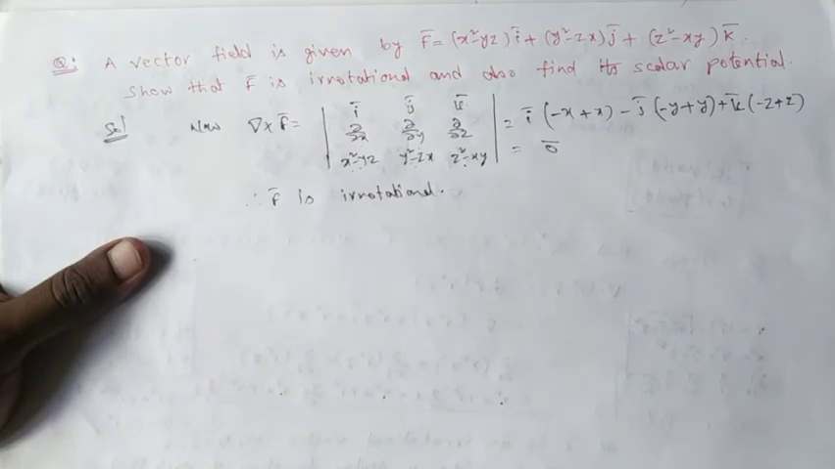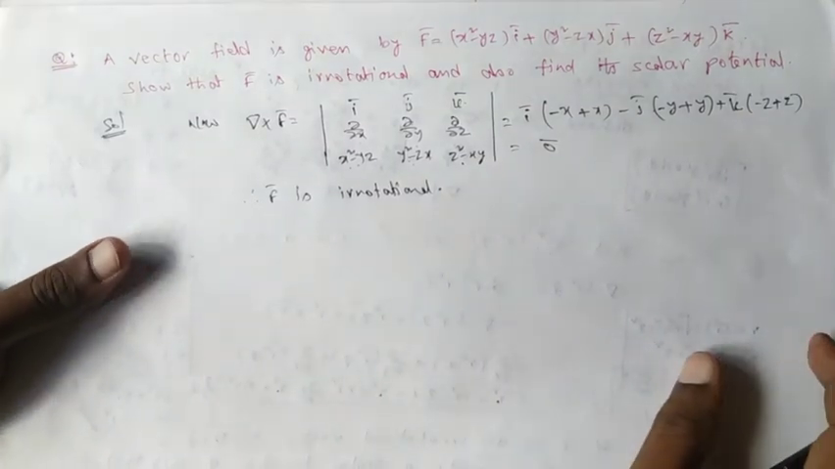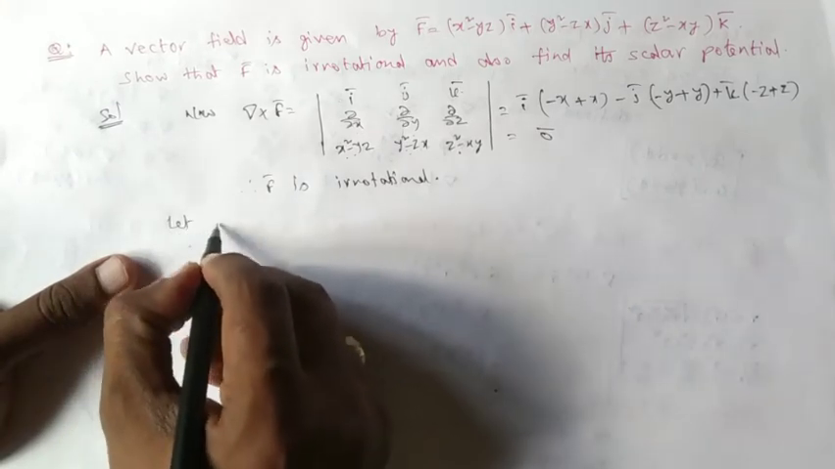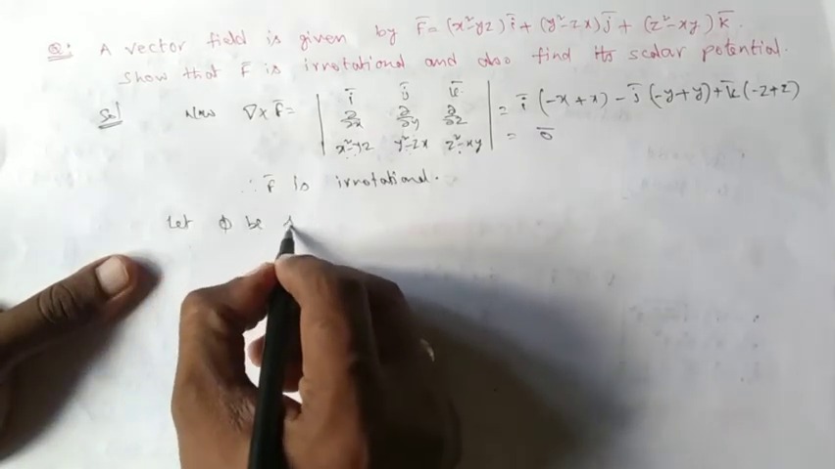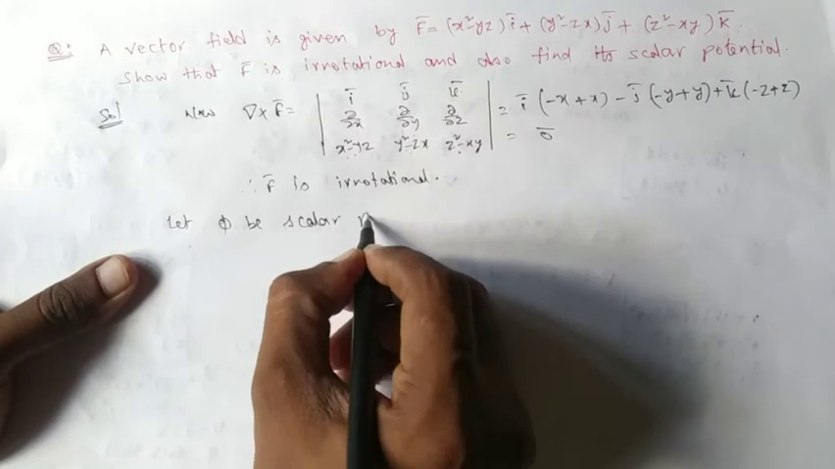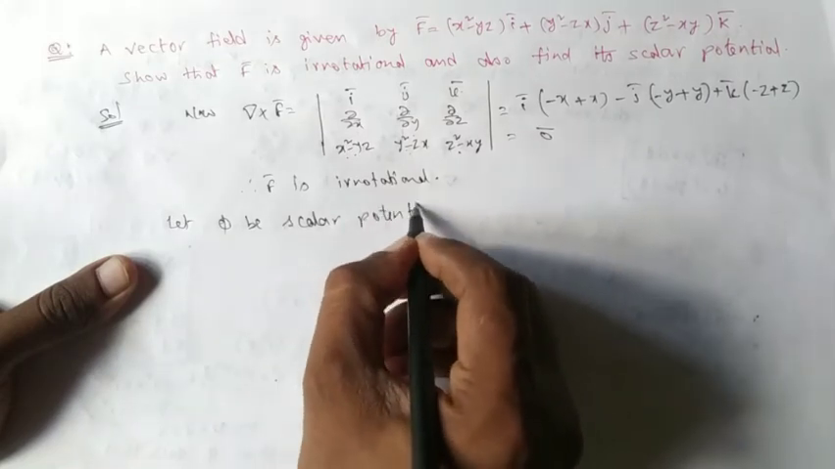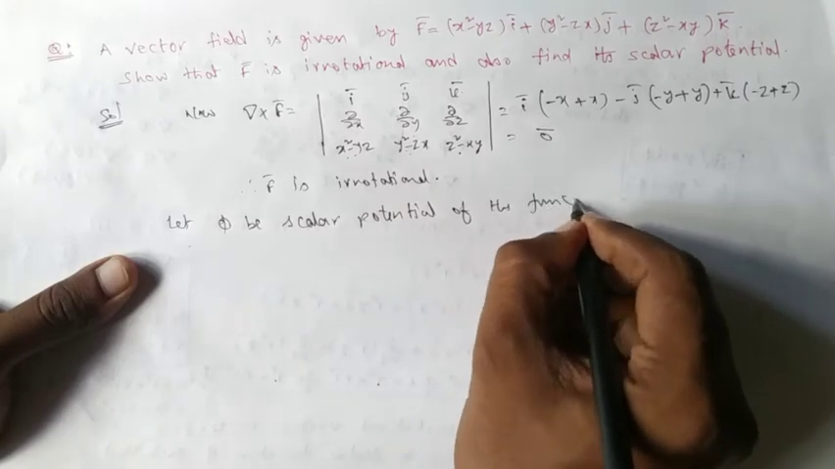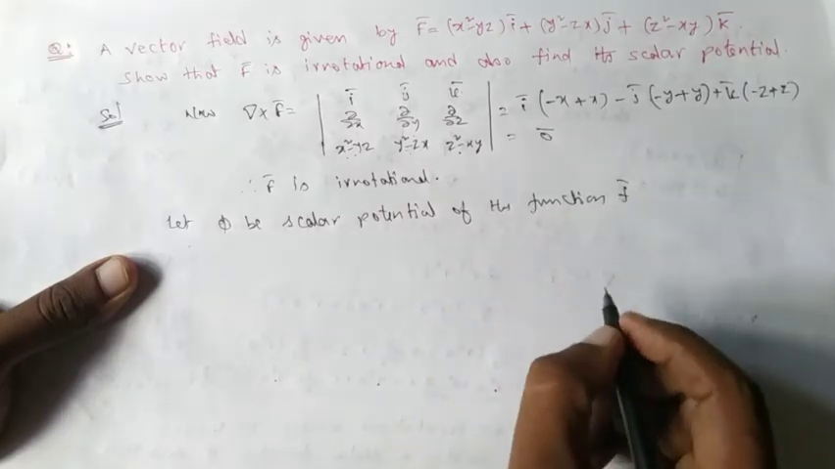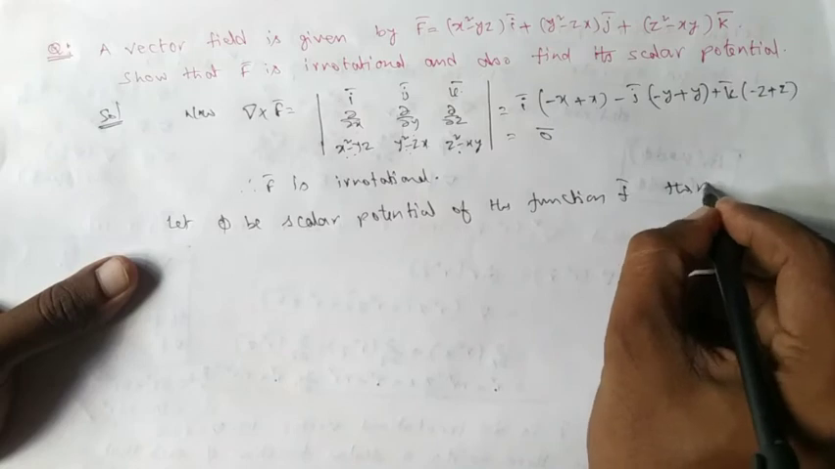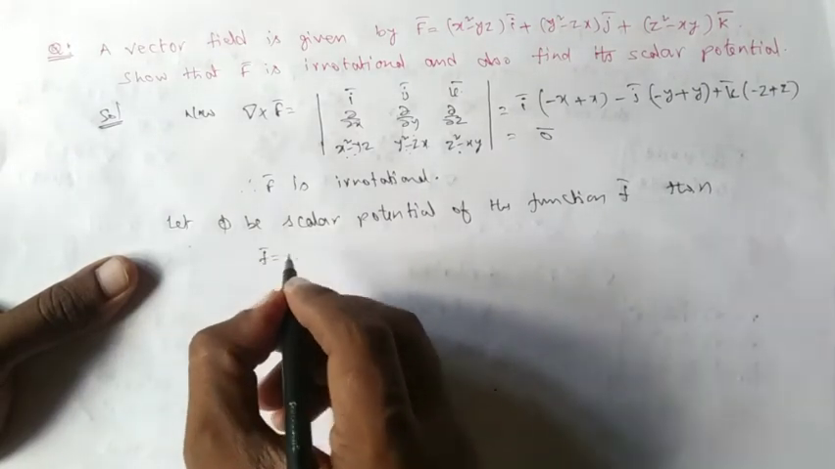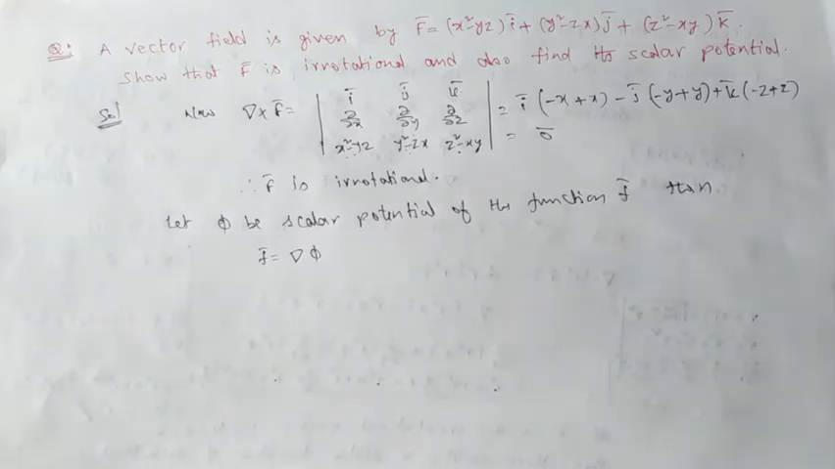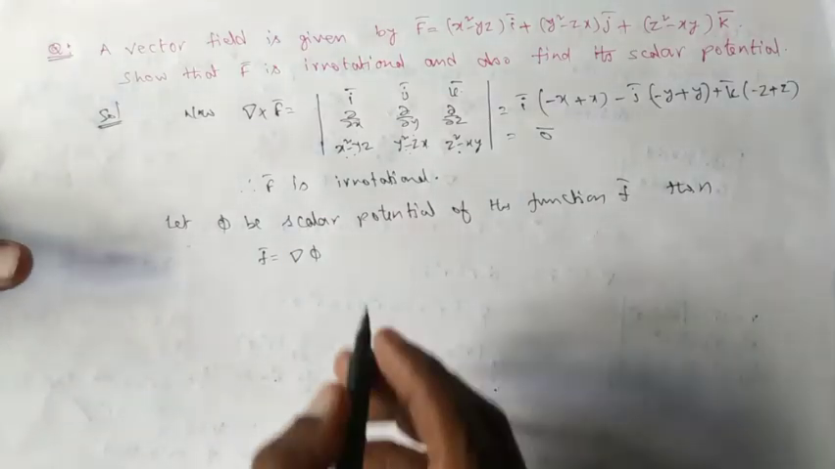So when it is irrotational, no doubt there exists a scalar potential. So let pi be the scalar potential of the vector function f bar. Then, according to the known statement, f bar equals grad pi. So we know what grad pi is.